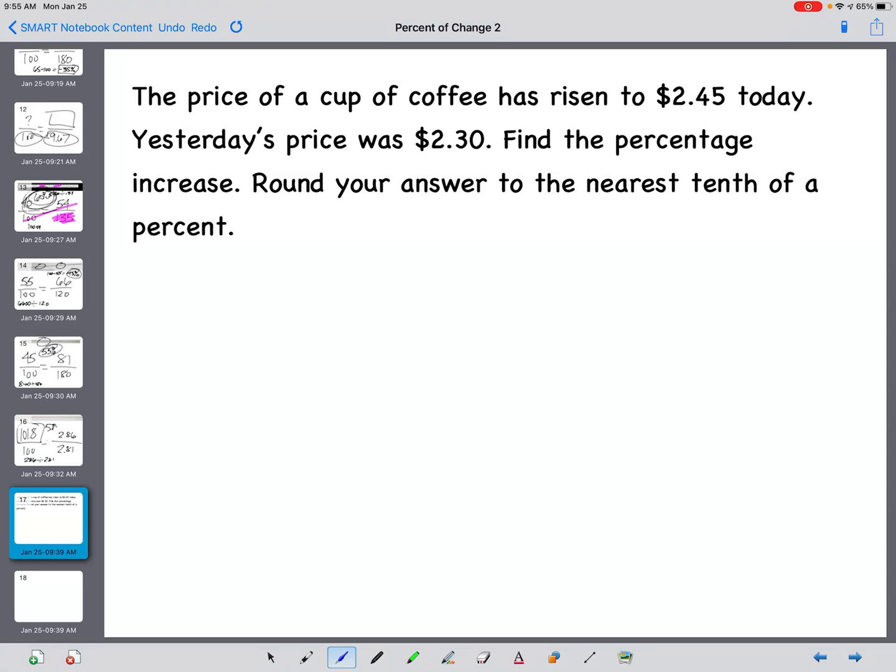The price of a cup of coffee has risen to $2.45 today. Yesterday's price was $2.30. Find the percentage increase. Round your answer to the nearest tenth of a percent.